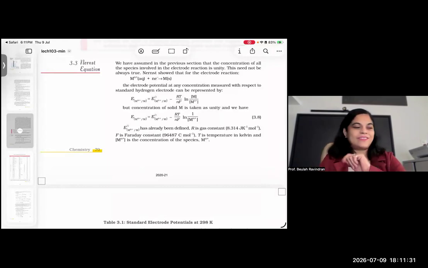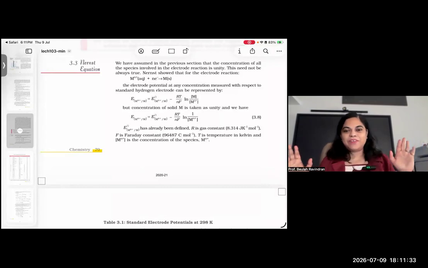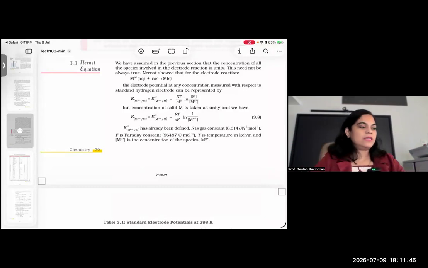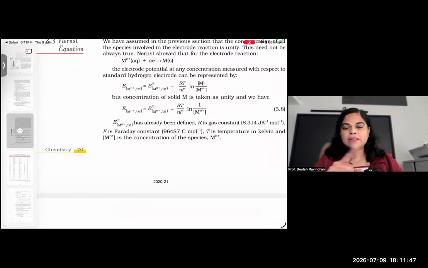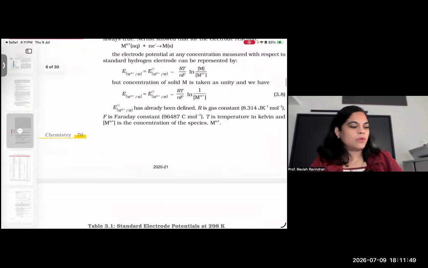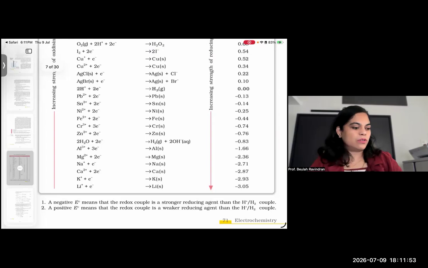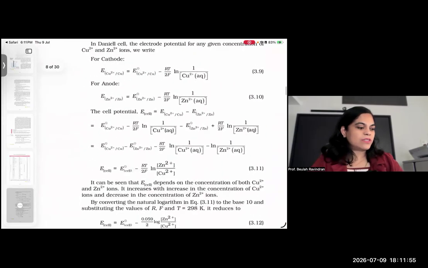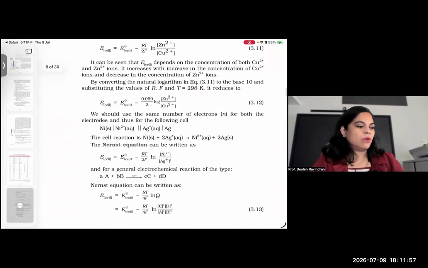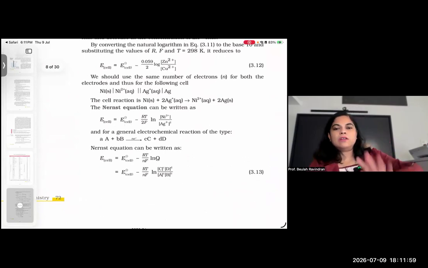This one equation changed electrochemistry forever. In 1889, Nernst discovered how concentration affects cell potential. His equation is E equal to E electrode minus 0.0591 divided by n into log Q. So this is the equation we are going to learn about, all these things.